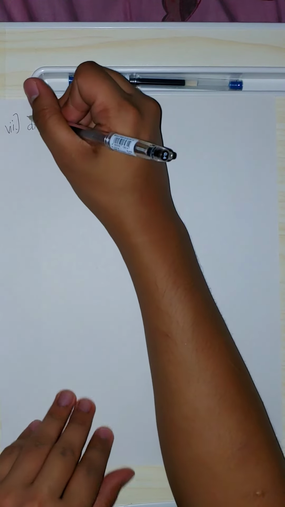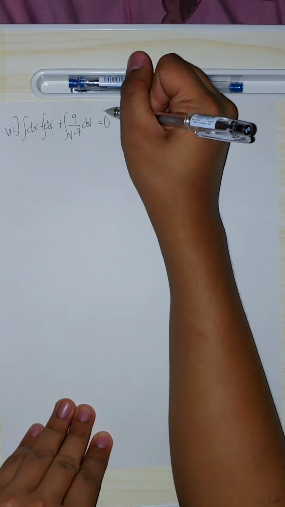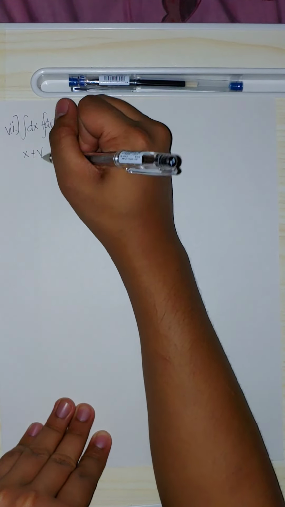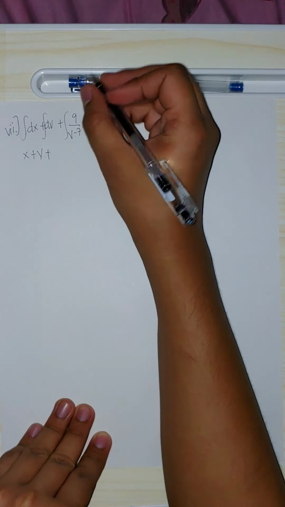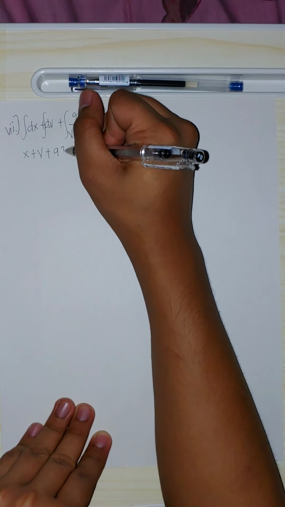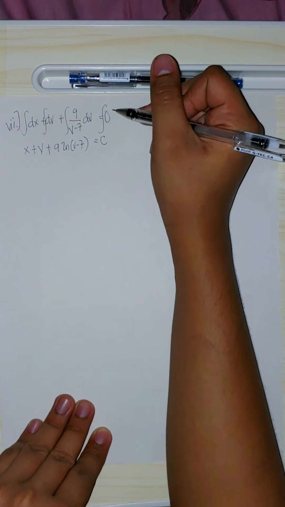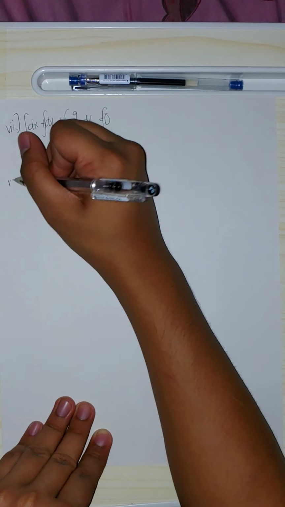So if we integrate all of the sides, we have here x plus v plus, this is a natural logarithmic function, so 9 ln (v minus 7) equals c. Next, what do we do?